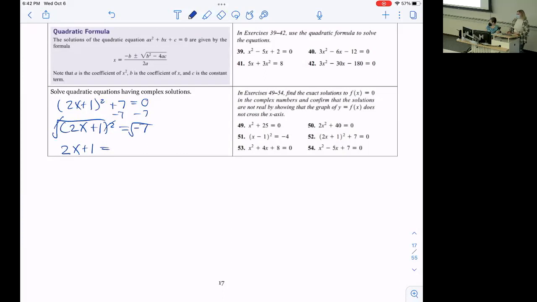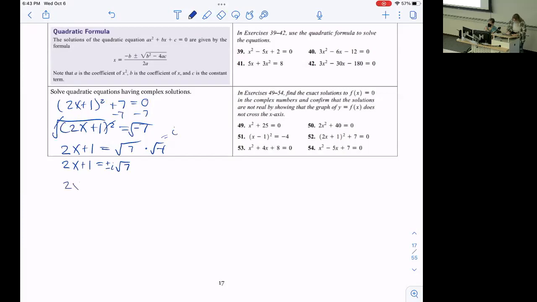When you have a negative number under a square root, you know you're going to have an imaginary i, because we can't have a negative under a square root. Since this can be broken up into the square root of 7 times the square root of -1, and the square root of -1 equals i, we're going to have 2x plus 1 equals i times the square root of 7. This will be plus or minus.